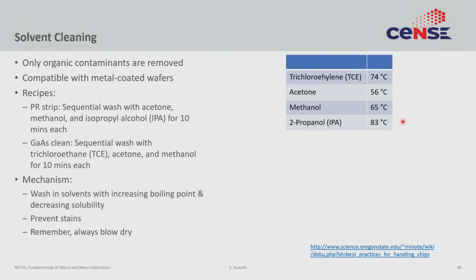Okay. A little bit of note on gallium arsenide. Gallium arsenide wafers cannot be cleaned using the aggressive APM, HPM cleans that we have talked about. However, they can be cleaned using solvents. So a common gallium arsenide cleaning recipe is to start with trichloroethylene, acetone, methanol for 10 minutes each. The mechanism is very simple. You wash in solvent, the organic contamination is soluble in the solvent and it goes away. Again, remember, always blow dry. You are not evaporating the solvent, you are blowing it away, you are pushing it off the wafer.